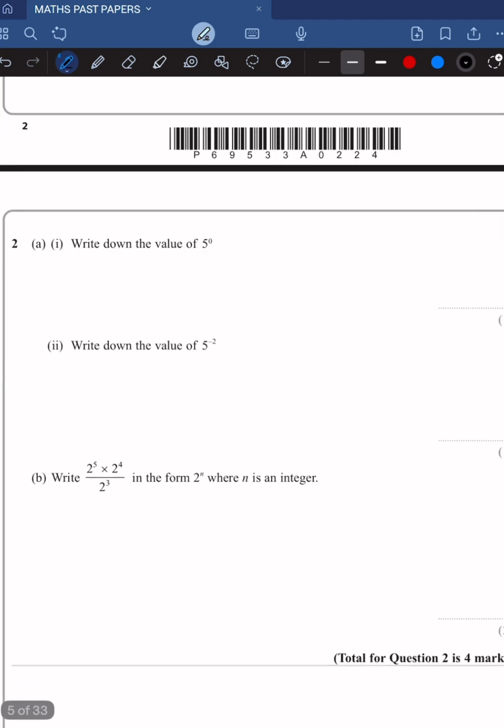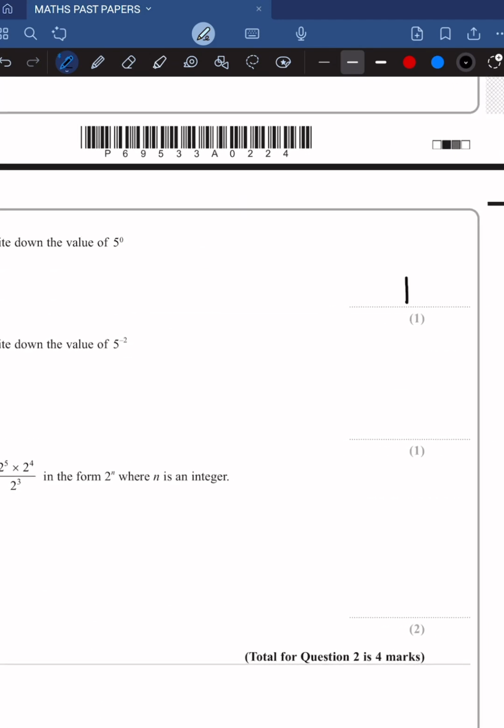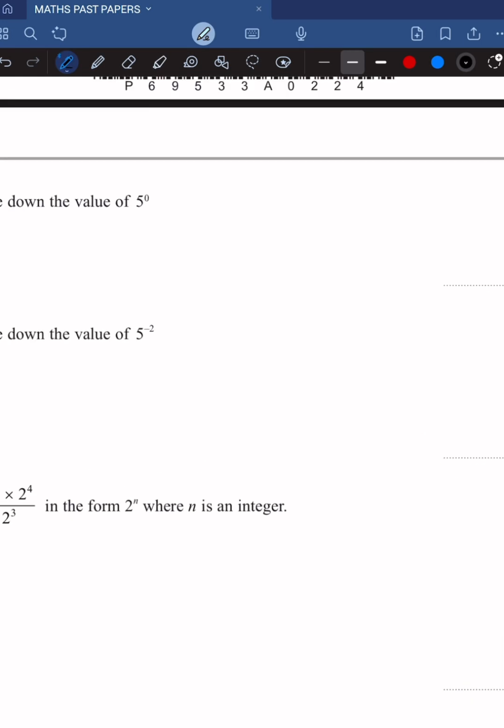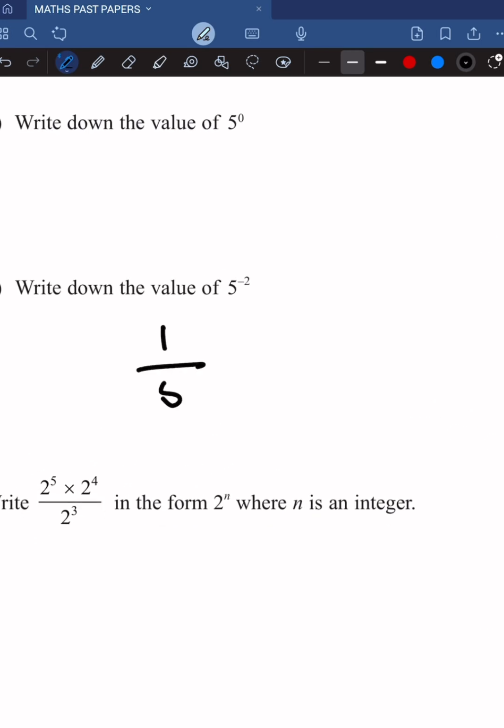Question 2, 5 to the power of 0. Well, anything to the power of 0 is 1. 5 to the power of minus 2, well, to get rid of the minus we flip it, reciprocal, and then we square it. So that's 1 over 25.